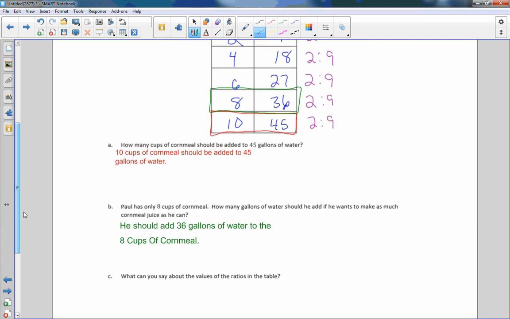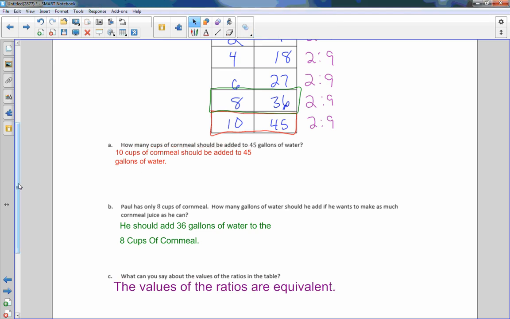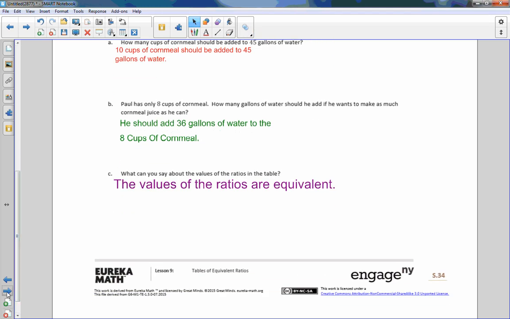And what can you say about the value of the ratios in the table? The values of the ratios are equivalent, because they're all 2 to 9. Okay, so there's that question.